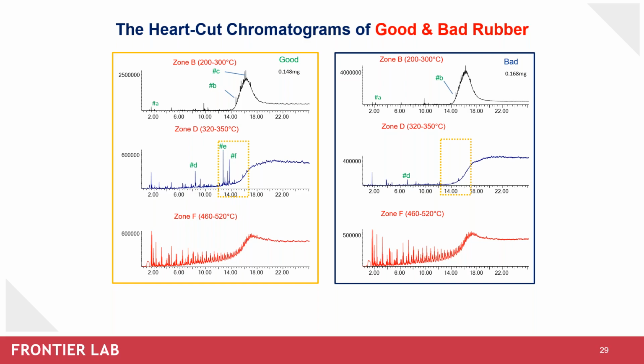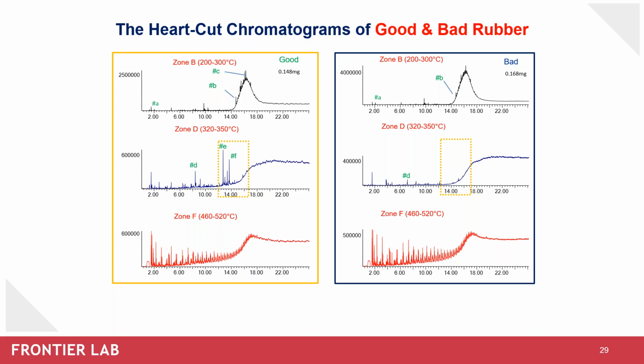And here are the three hard-cutting chromatograms for good and bad samples. The good one is shown on the left and the bad one on the right-hand side. There are some differences between the samples, as you can see here. The different peaks of interest are labeled from peak A to F, and I'm going to show you the identification of these peaks in the next slide.